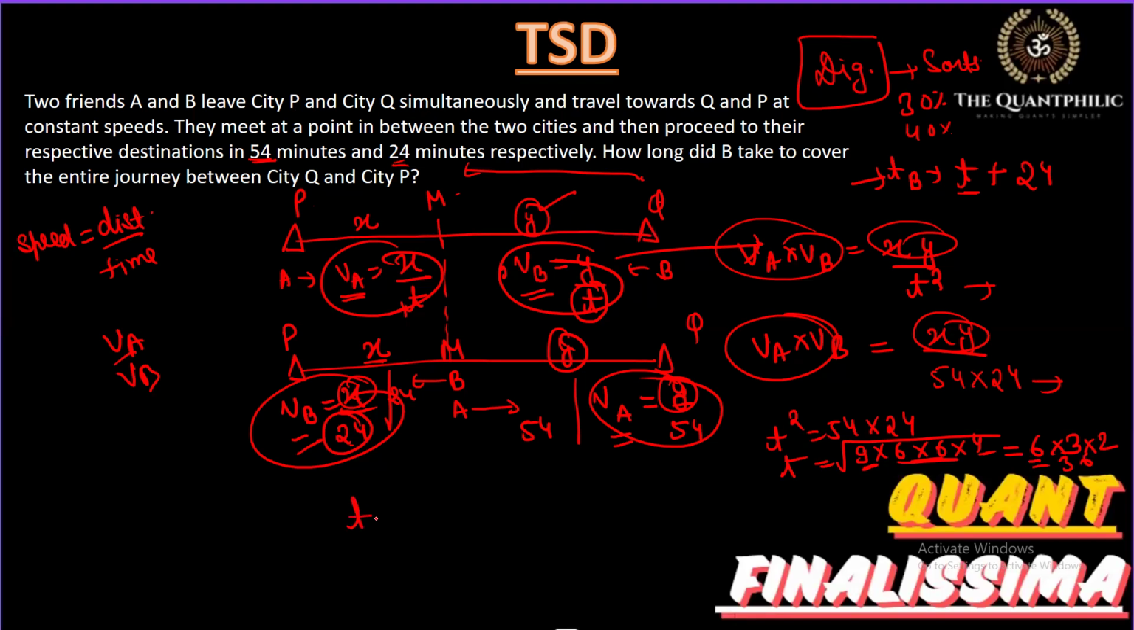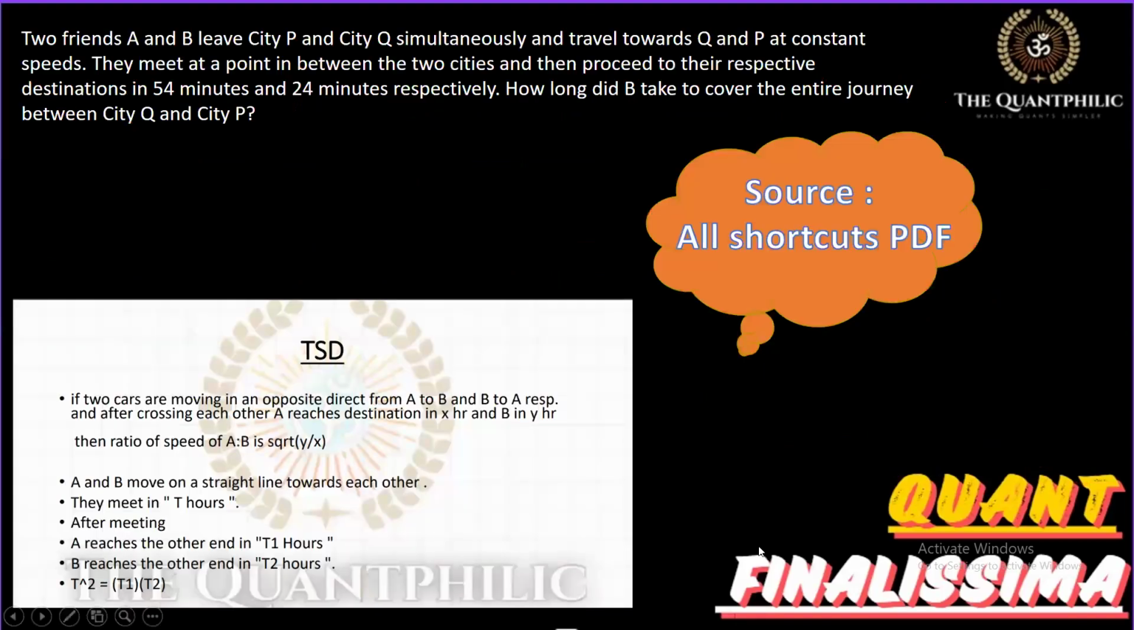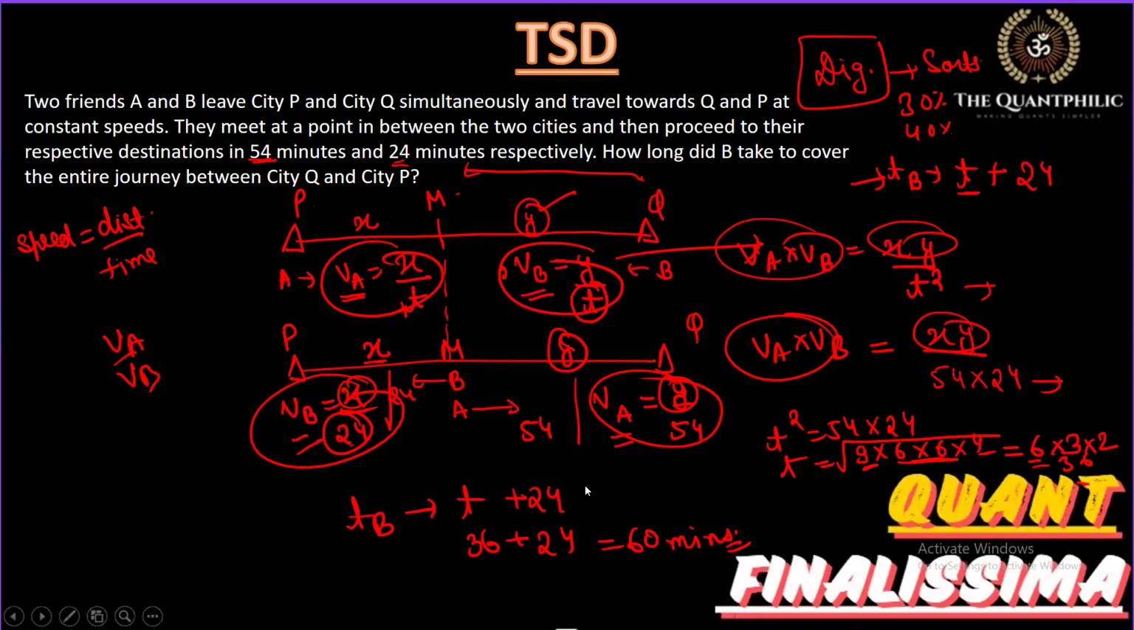Now we know that time taken by B is how much? T plus 24. T we got as 36, and this we got as 24. So 36 plus 24, 60 minutes. That's it. 60 minutes is the answer to this question. So I hope it is clear. See how beautiful it became using the visualizing by the diagram. It became so easy to do.